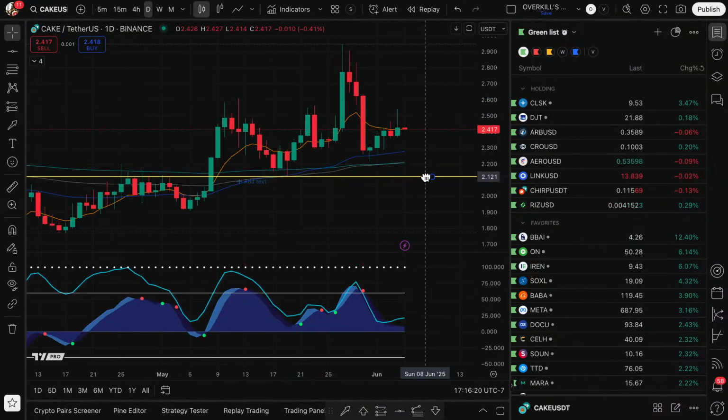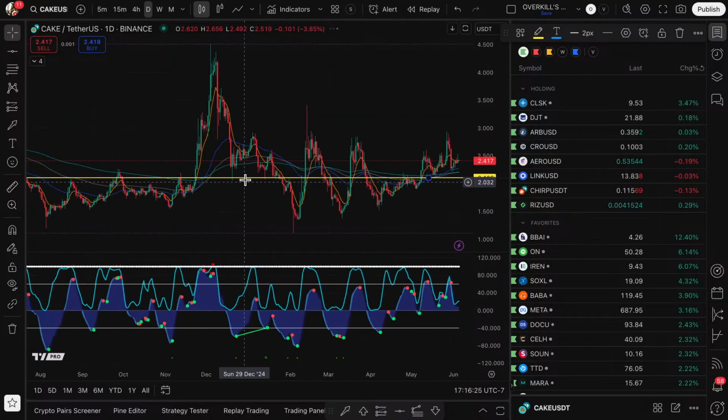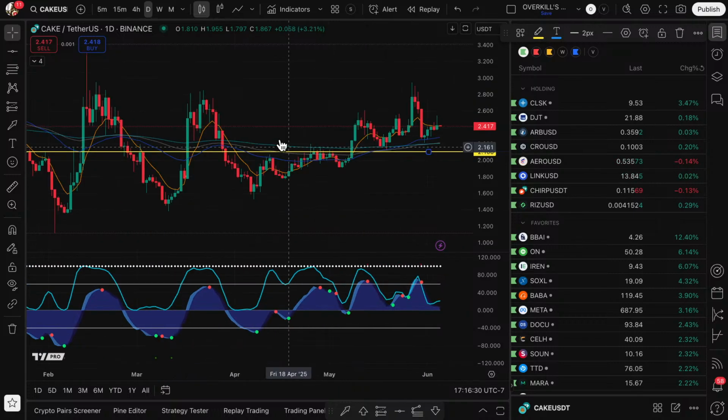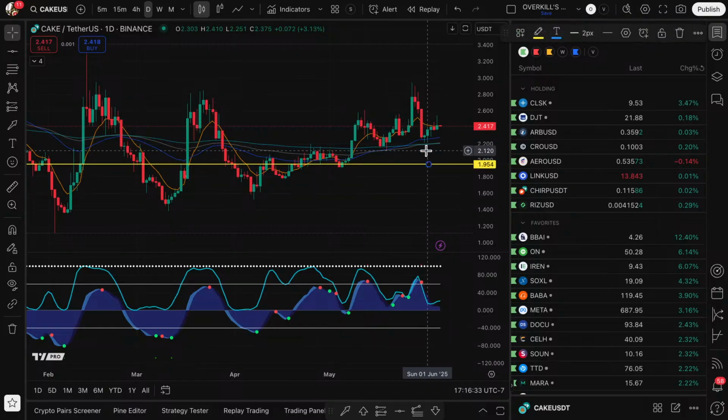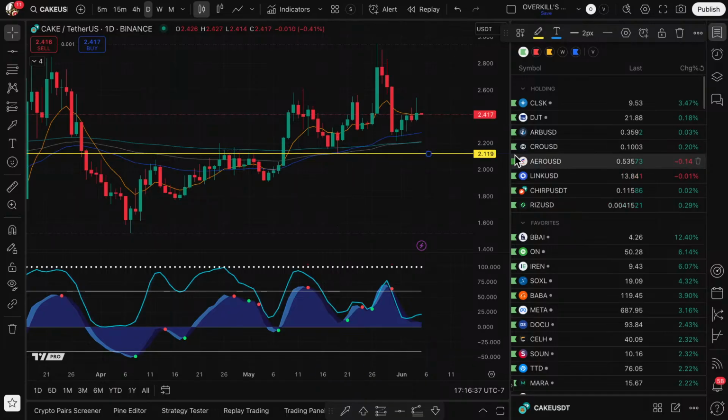Cake looks good here above $2, $2.10. It's a buy here, in my opinion. Very choppy coin, though. This is PancakeSwap's native token. I like that one. It's up above the EMAs. Again, the names that are up above the EMAs are showing strength. So stop loss for me on this one would be around $2.10.